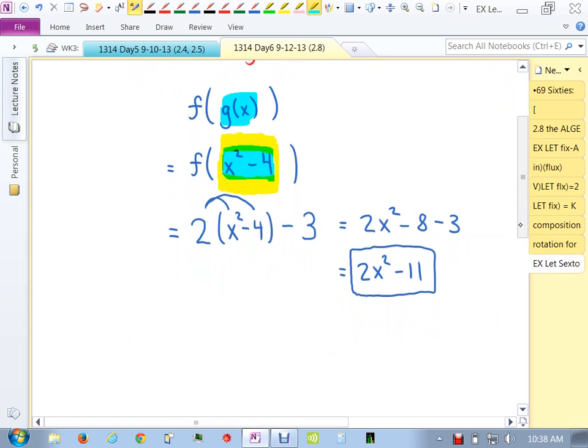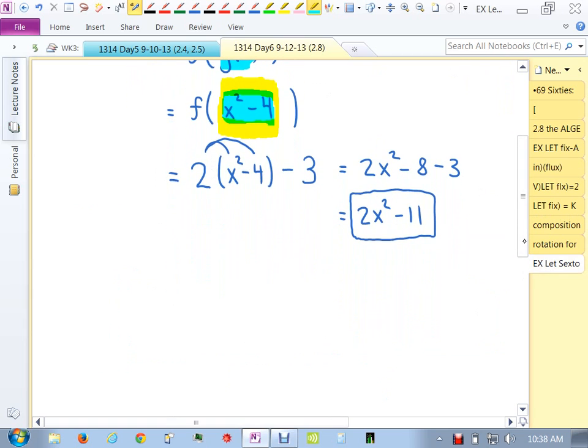Now, come back to here. This is what we got algebraically. What happens if we plug 0 into this? You get negative 11. See, it's taking care of the composition for you, all in one step. Okay? That's what we've done. We've created a new function that does the composition of those two.